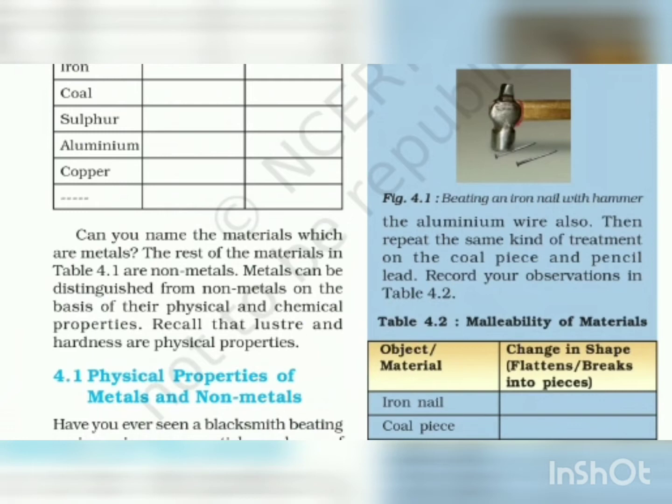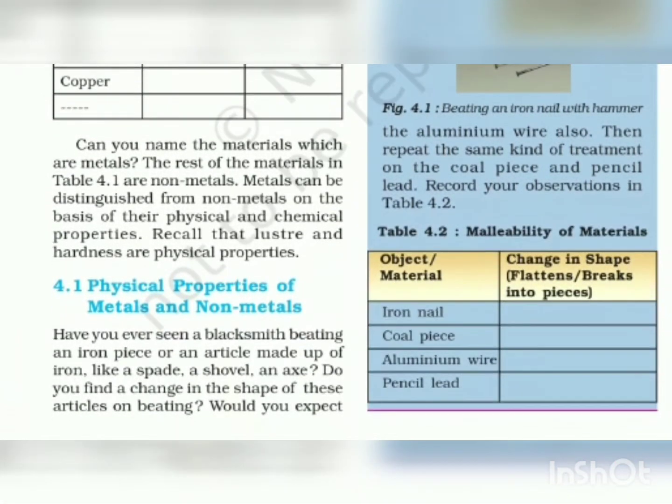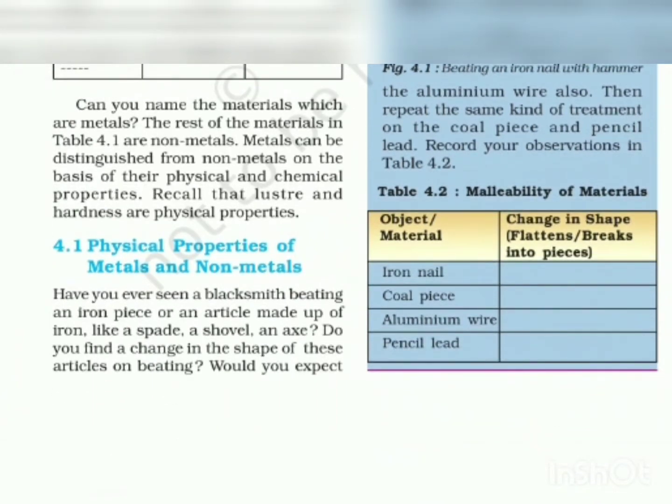Now we will study in more detail metals and non-metals according to their physical and chemical properties. Let us recall that luster and hardness are physical properties. Now, physical properties of metals and non-metals. Have you ever seen a blacksmith beating an iron piece or an article made of iron, like a spade, shovel or an axe? So what is happening?